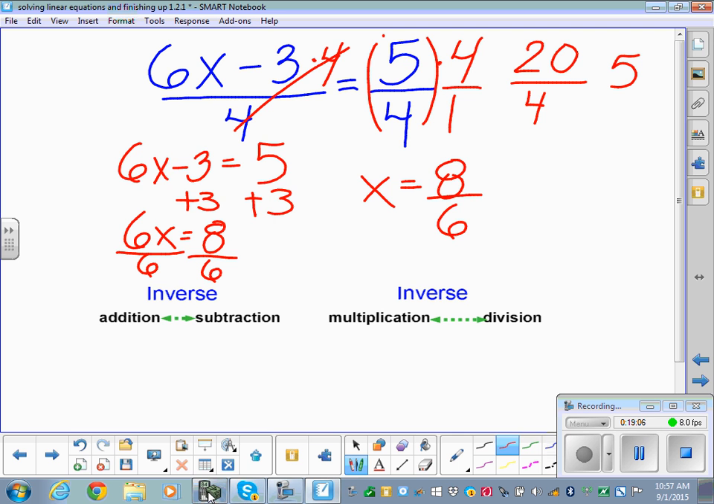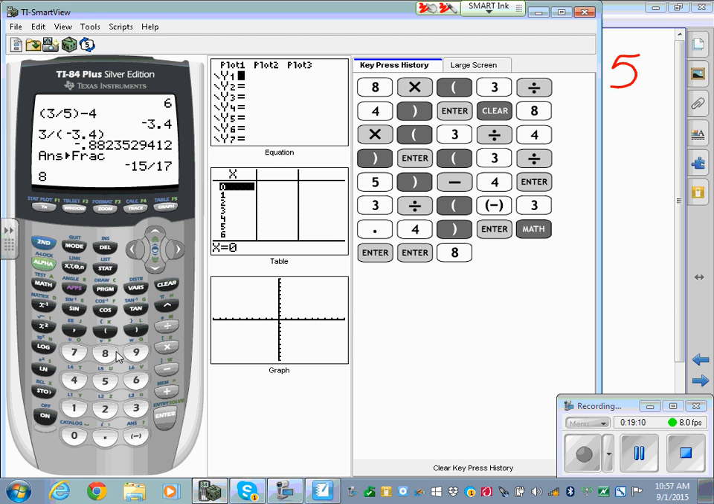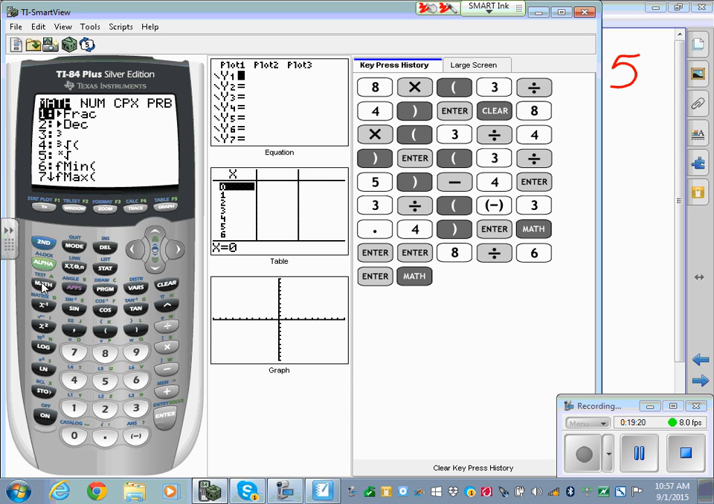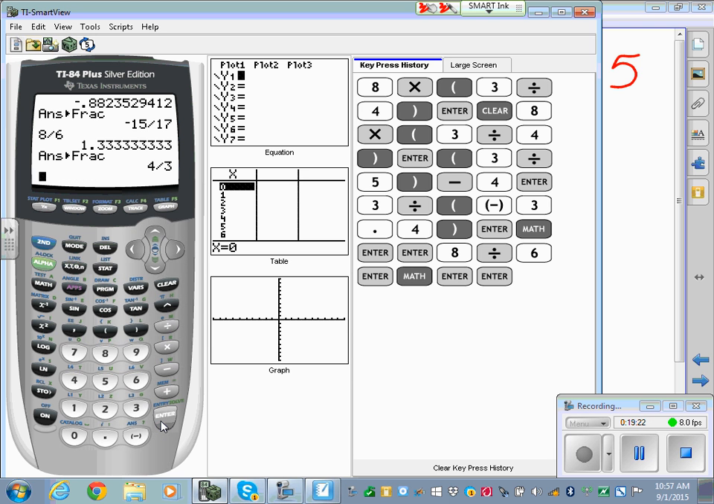So let's say you didn't know how to do that, or you wanted to check to see if you did it right. I'm going to type in 8 divided by 6, and I'm going to hit enter. It's going to give me a decimal. Now if I put it back into a fraction, the calculator will simplify it for you. So math, enter, enter, 4/3. So it's actually 4/3.